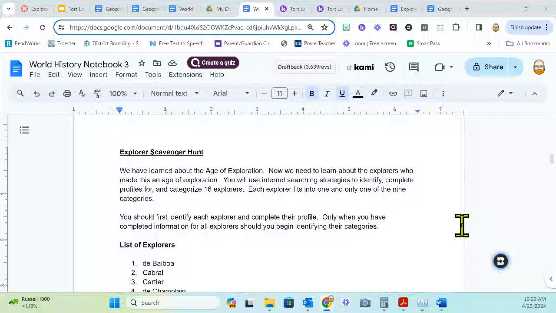This is a little bit different than what's printed in your notebook, because I've given you another option for how you're going to complete the assignment. As we've been learning about the age of exploration, we've heard a couple of names of people that have been involved, but really in terms of explorers themselves, the only one we've mentioned by name has been Columbus. We're going to correct that now by learning about other key explorers in this time period who worked for all kinds of different countries and who came from all kinds of different countries in Europe.